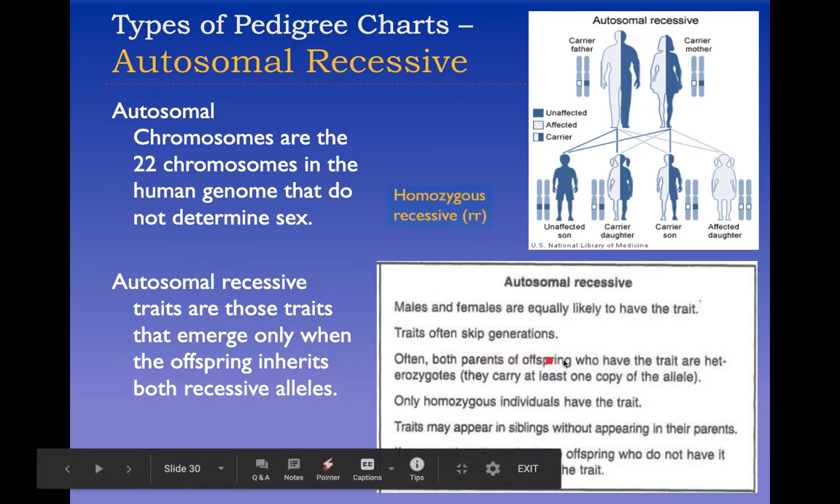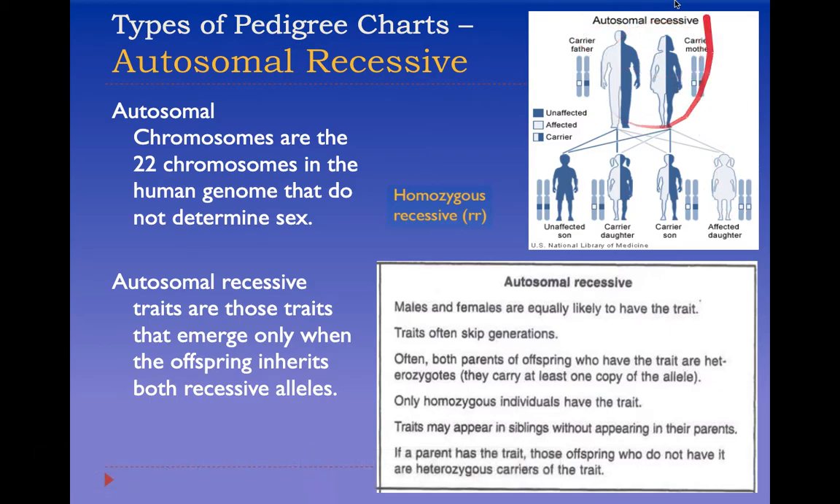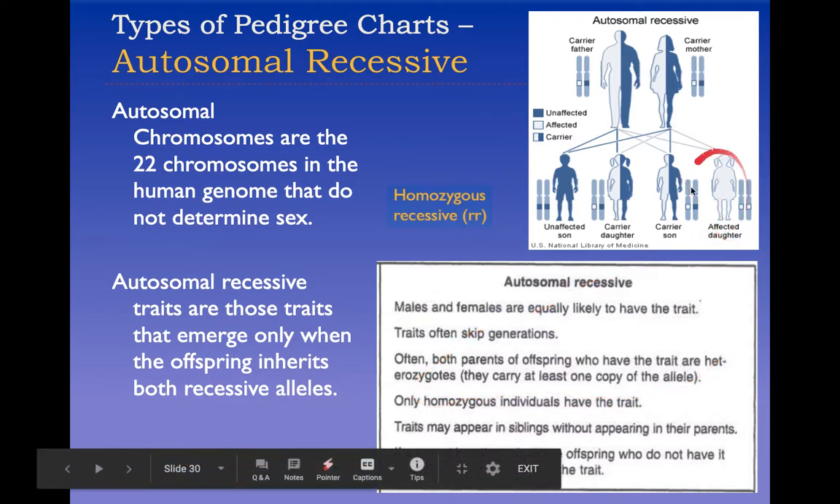Parents of offspring who have the trait. There we go. This offspring has the trait. The parents don't. What does that mean about them? They're going to be heterozygous. That's what that means. She has the trait, they don't. Why? Because they're both carrying it and they're going to give it to her. Only homozygous recessive individuals have the trait.